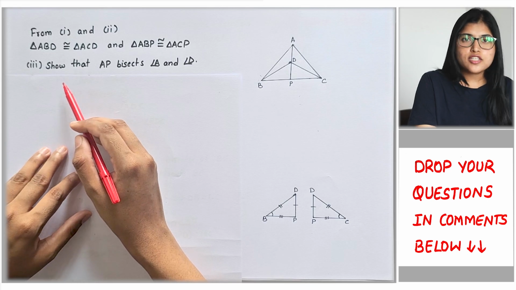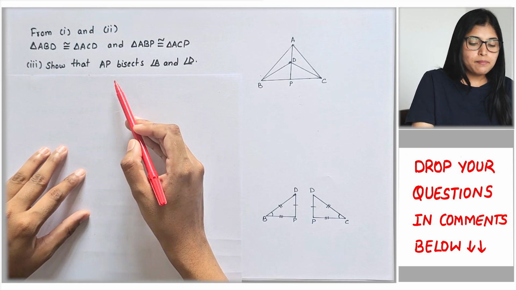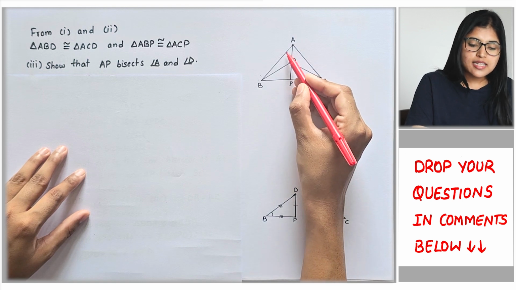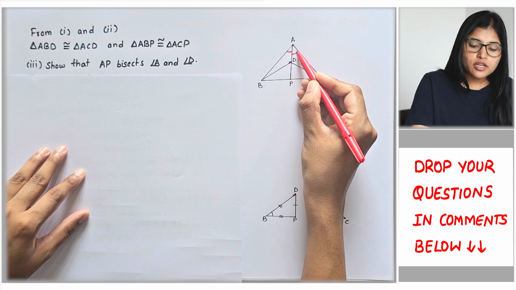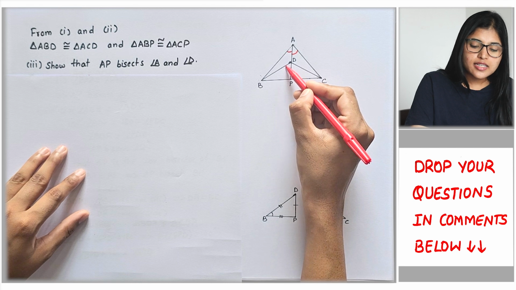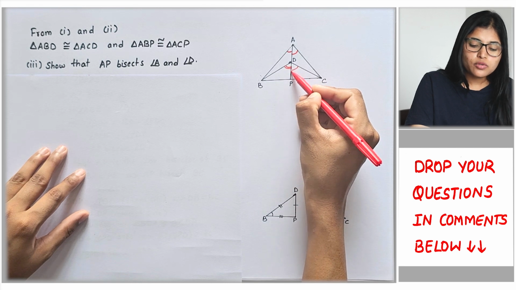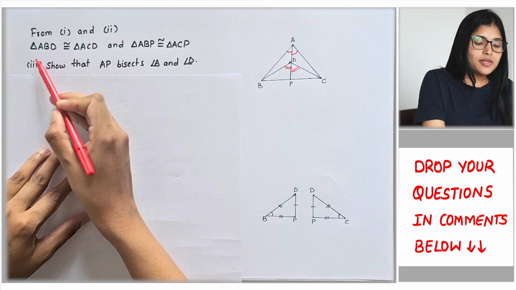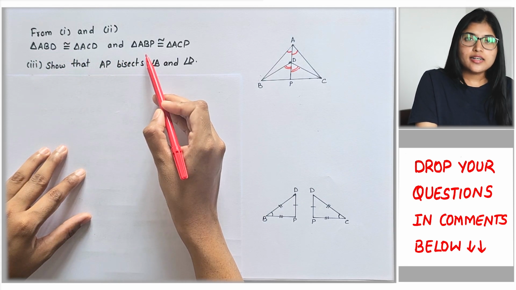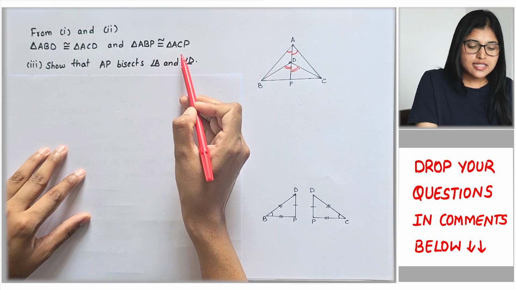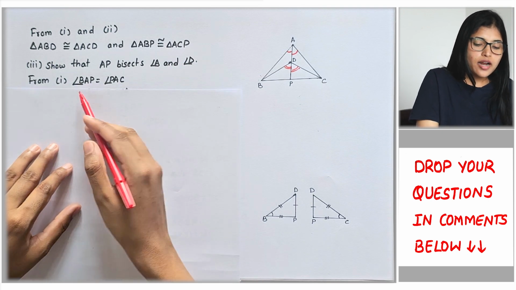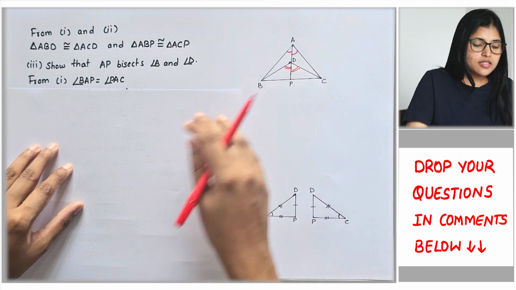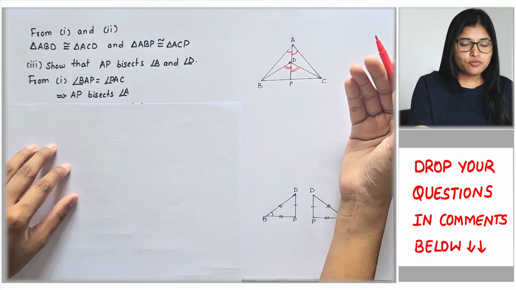In the third part of the first question, we are asked to show that AP bisects angle A and D. So this is AP. We need to show that it bisects angle A, that means this angle should be equal to this, and it bisects angle D, that means this angle over here should be equal to this angle over here. So from 1 and 2, we have proved that triangle ABD is congruent to triangle ACD and triangle ABP is congruent to triangle ACP. So from this, I know that BAP and PAC are the same. So this AP is bisecting angle A. We have proved this part.